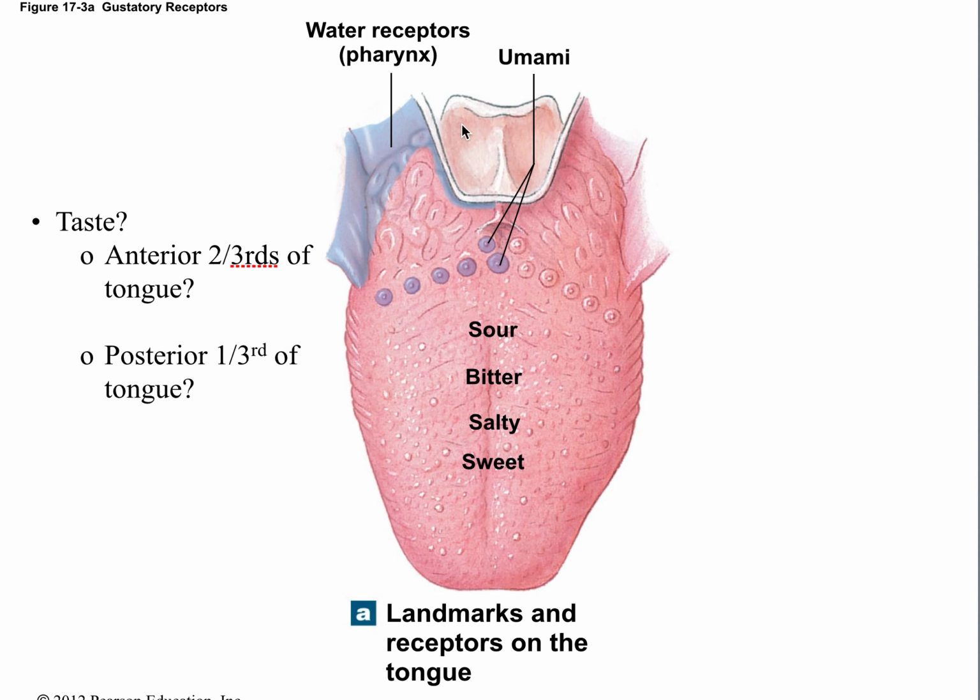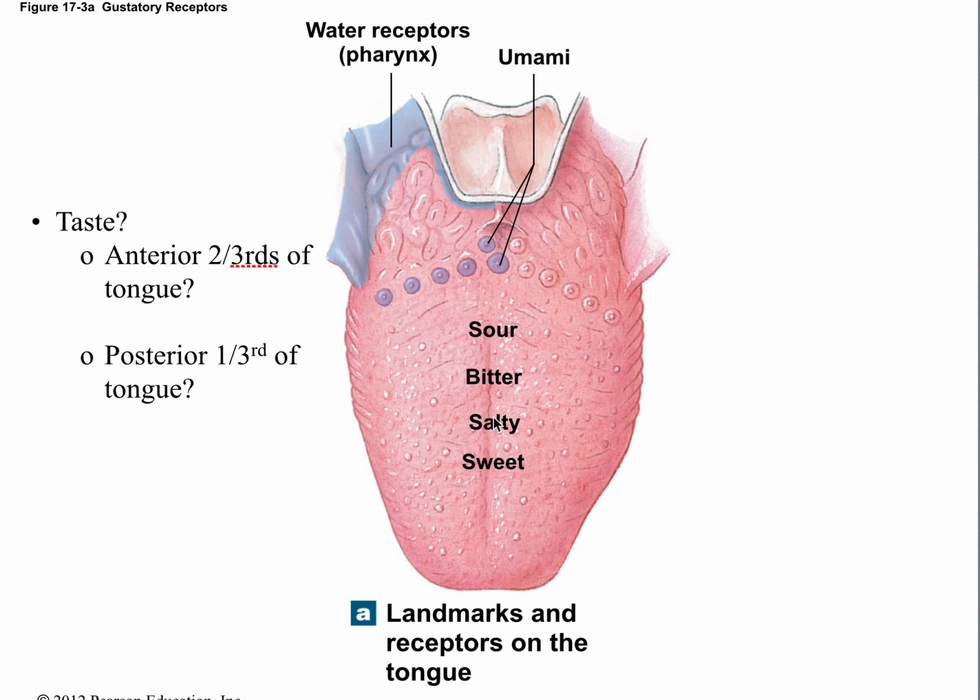So let's take a look at what circumvallate is. This is circumvallate papillae. It makes a little V shape on your tongue. The anterior 2/3 of the tongue is controlled by what cranial nerve? Cranial nerve 7, also known as facial. And then what about the posterior 1/3? Posterior 1/3 is controlled by cranial nerve 9, and that is also known as glossopharyngeal.